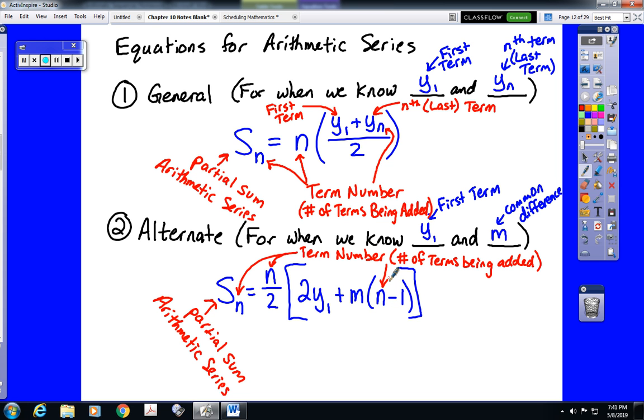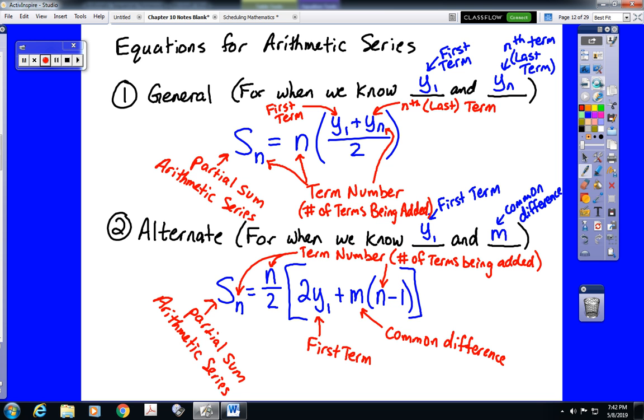So all three of those n's mean the same thing. That's the term number. You've got y sub 1, which is your first term in your sequence, the first term that you're adding, and you have your common difference, the amount that the sequence is changing between each term. So let's practice. We're going to do a number of examples. This probably will end up being the longest video in this series.